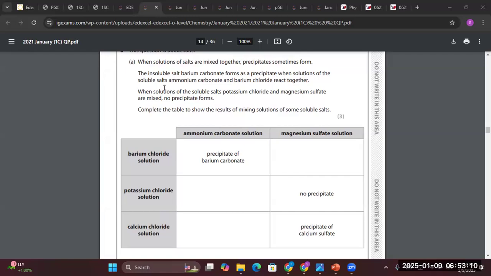When the solutions of, just give me 1 second, hold on. Let me see. 1 second. I wanted to go over this other question. Let me share that one.